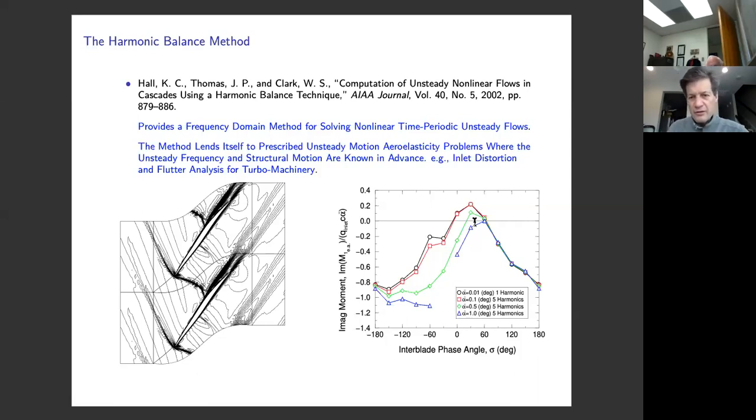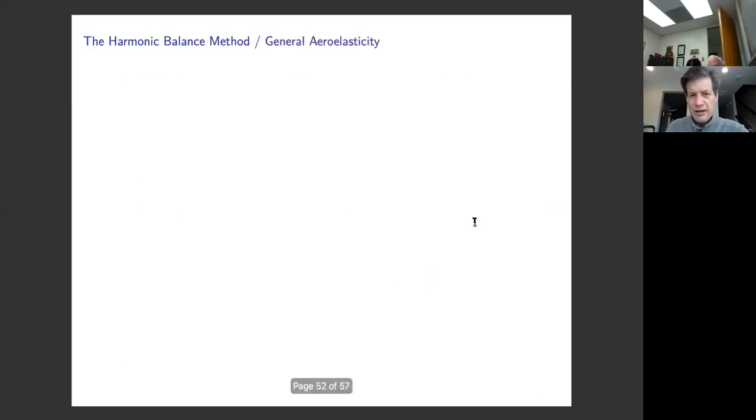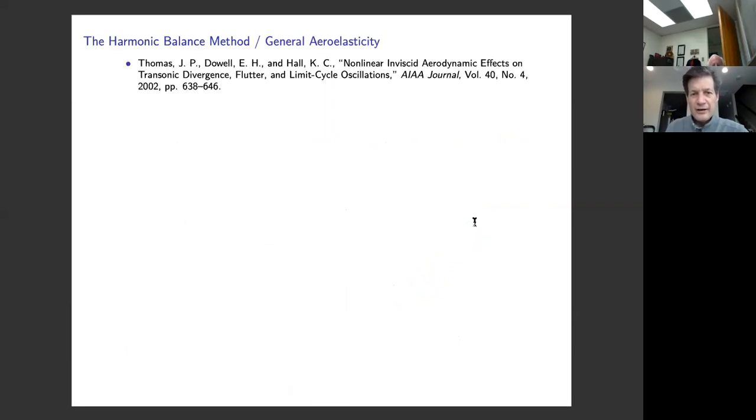And so what Professor Dow and I have been working on for several years is applying the method to general aeroelasticity problems. And there the challenge is that with general aeroelasticity problems, we don't know the frequency in advance. So part of the aeroelastic solution process involving the harmonic balance method is that in addition to solving the harmonic balance system of equations, we've also got to determine the frequency.